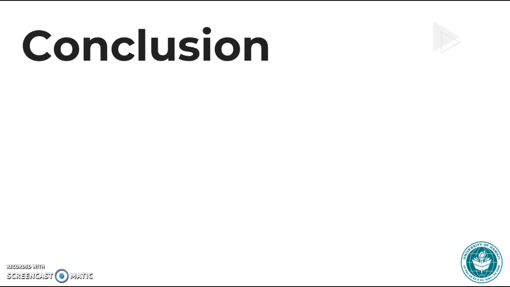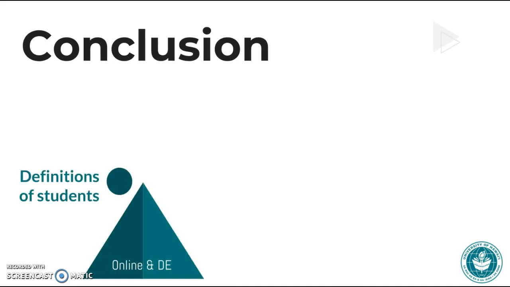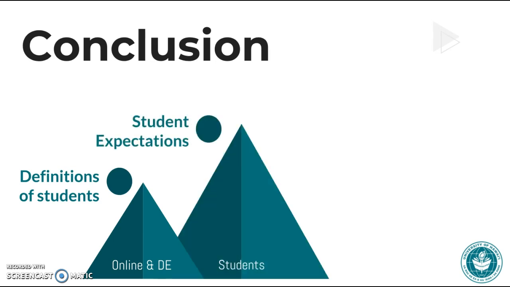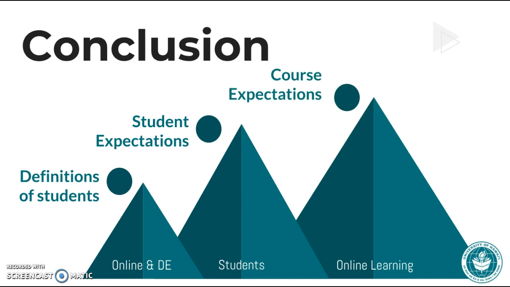All right, so let's wrap up what we've just covered in terms of expectations for online students and courses. We looked at a variety of different definitions referring to students. All of those definitions mean the same thing, referring to students taking courses online. We also looked at various student expectations for successful learner completion. And we looked at course expectations, what it takes for you to be successful in an online course.